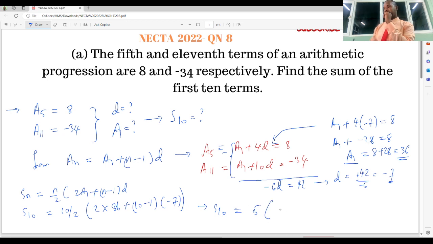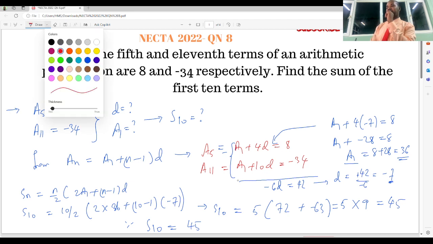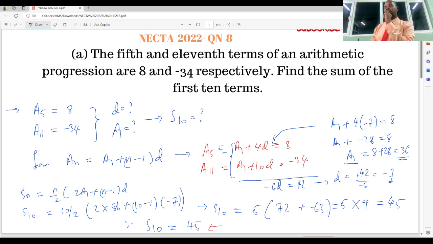Multiply by 72 plus 10 minus 1, which is 9. 9 times negative 7 will be negative 63. So you'll have 5 times 72 minus 63. You will get 9, and eventually you're going to have 45. So we conclude that the sum of the first 10 terms of the progression is 45, dear students. So that is the solution for question number 8a.